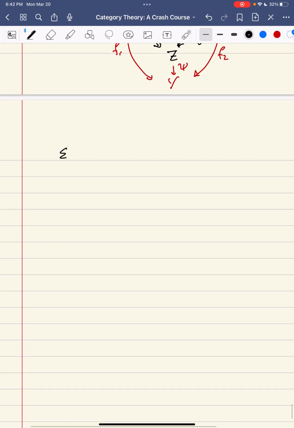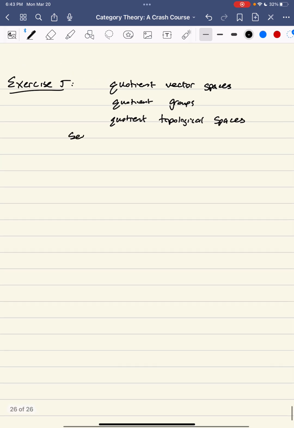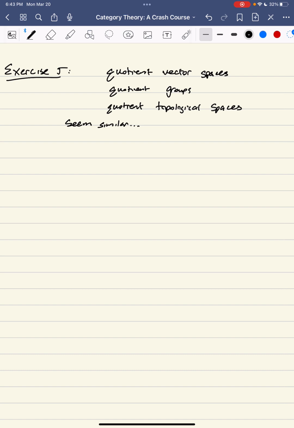Okay, and the last one, exercise 5. So there's a similarity between quotient vector spaces, quotient groups, and quotient topological spaces. These all seem similar. So what I want you to do is write down the corresponding universal property that describes these objects and see how they compare. Are they similar? Are they the exact same property, just different categories in which you're computing them?